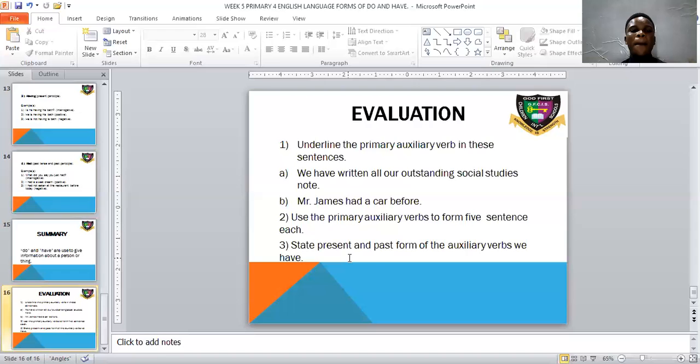The second sentence is, Mr. James had a car before. Mr. James had a car before. You are going to underline the primary auxiliary verb in this sentence likewise. Mr. James had a car before.